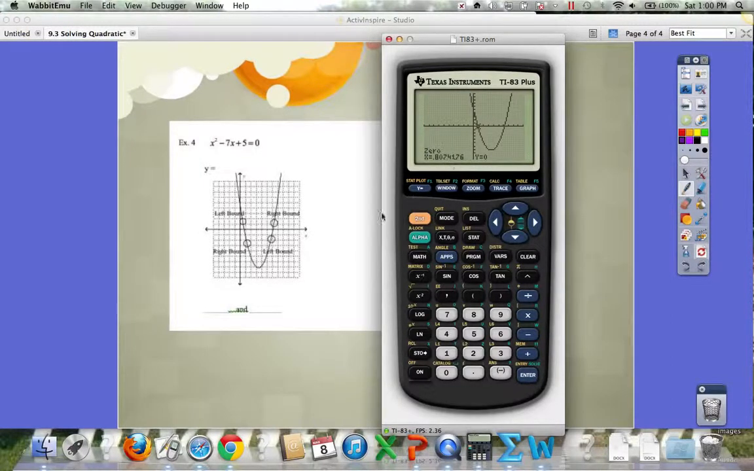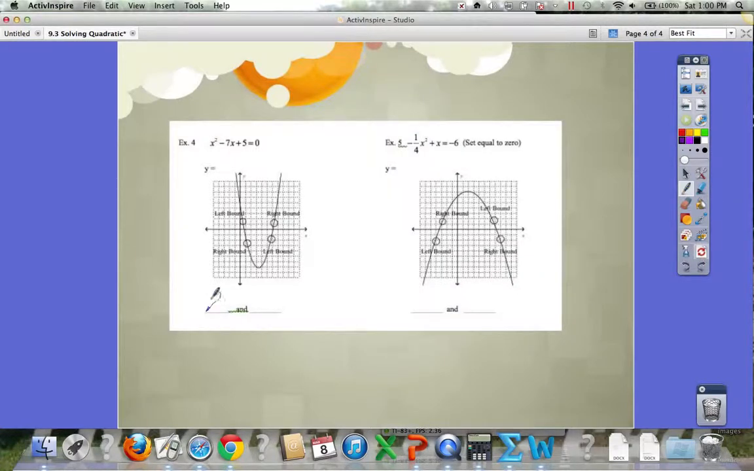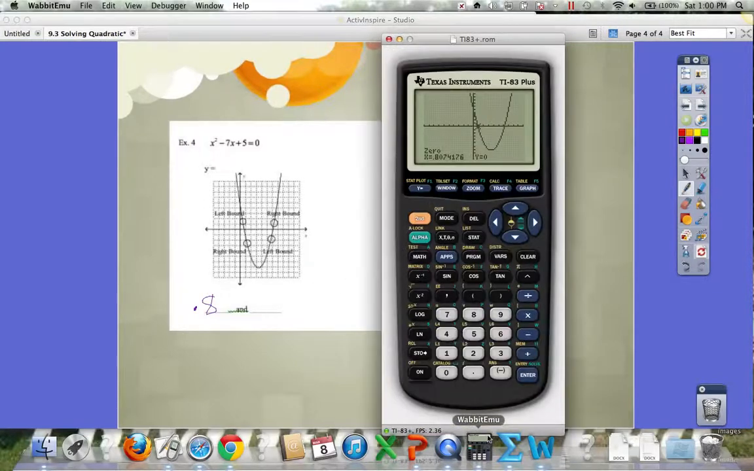So round to the nearest tenth, I'm going to say point. What in the world? Why? Hold on, that was horrible. 0.8. All right, now let's go back and do the other one.